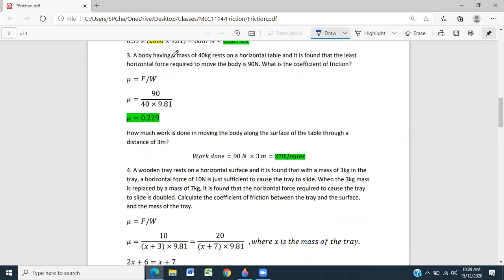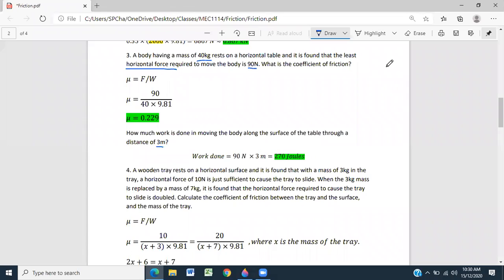A body having a mass of 40 kg rests on a horizontal table, and it is found that the least horizontal force required to move the body is 90 newtons, right? Horizontal force required is 90 newtons. What is the coefficient of friction? And part B, how much work is done in moving the body along the surface of the table through a distance of 3 meters, right?